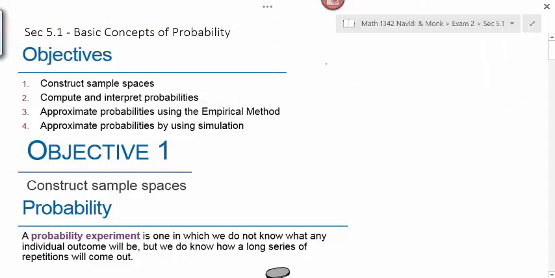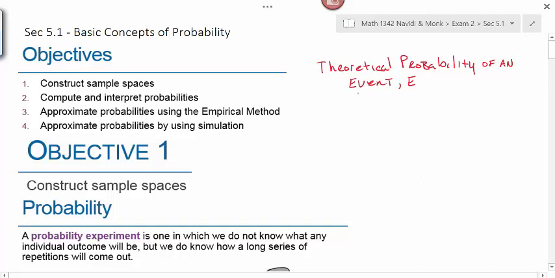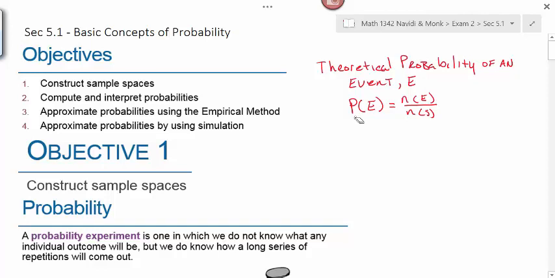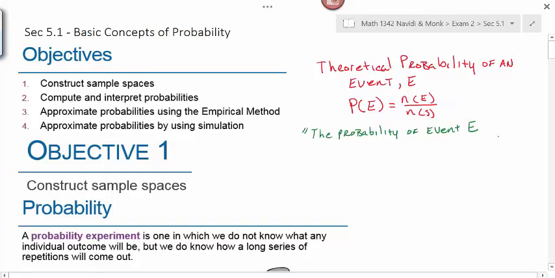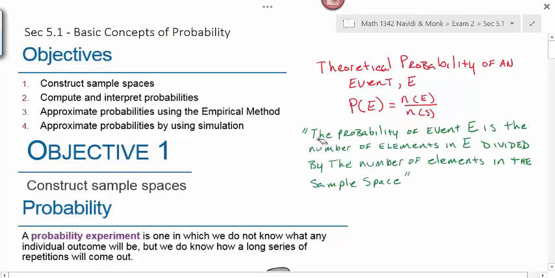I do this. The first definition is that of theoretical probability. The theoretical probability of an event E is found by using this formula. You read this as the probability of an event E is equal to the number of elements in E divided by the number of elements in the sample space. I'll write that down for you. E is just any generic event, whatever you want to find the probability of. We call it an event, so I'm using E for the variable there. This is read, the probability of event E is the number of elements in event E, that's what the N of E means, divided by the number of elements in the sample space.